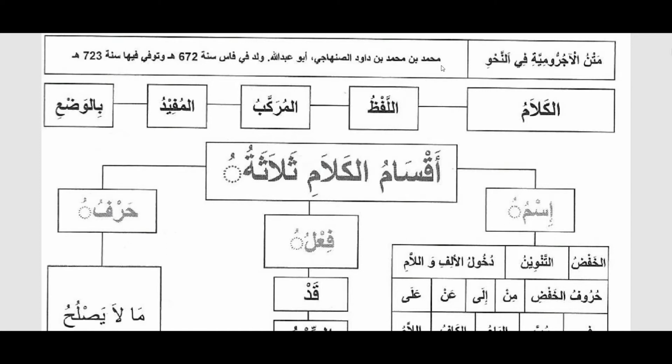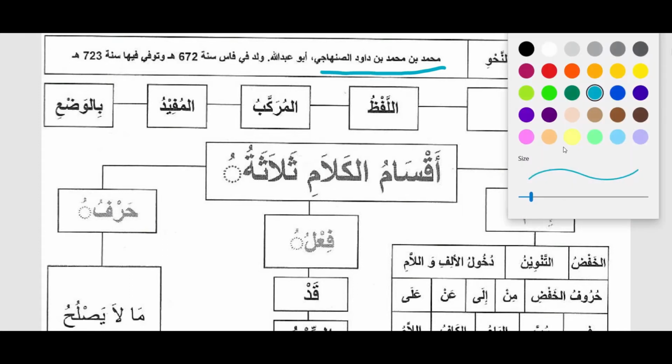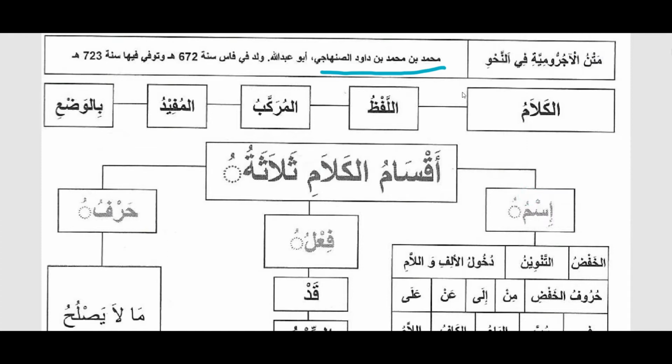The person who compiled this knowledge is Muhammad bin Muhammad bin Dawud As-Sunhaji, as you see here. He is the main author of this Matan Jurumiyah. His name is Abu Abdullah. He was born in Fas, Morocco, in the year 672 Hijriah, and passed away in Morocco also in the year 723 Hijriah.